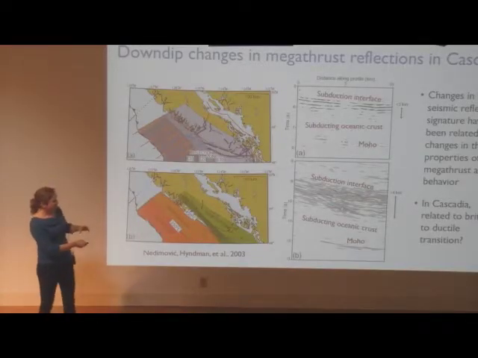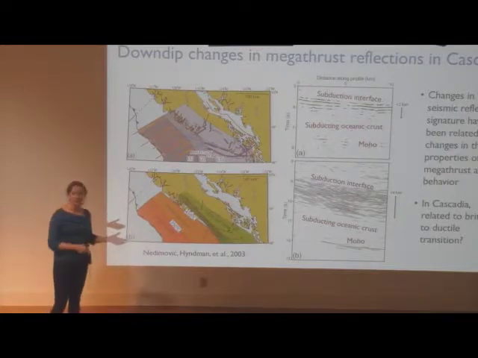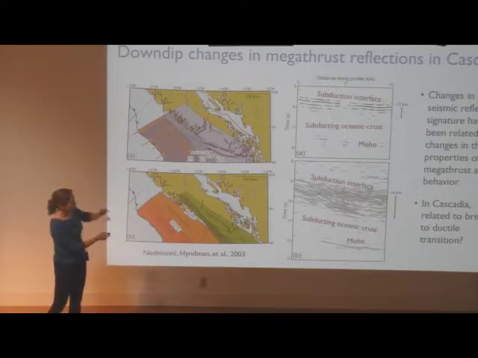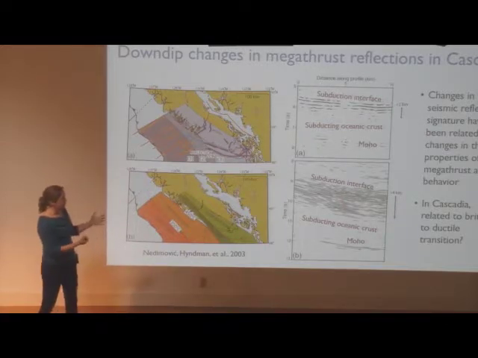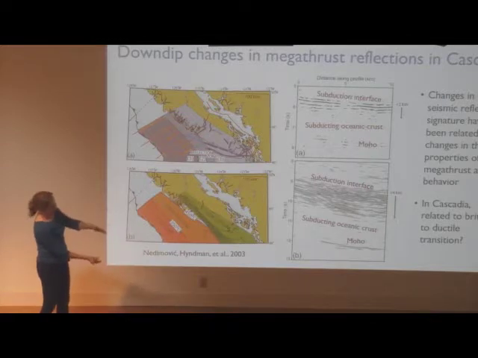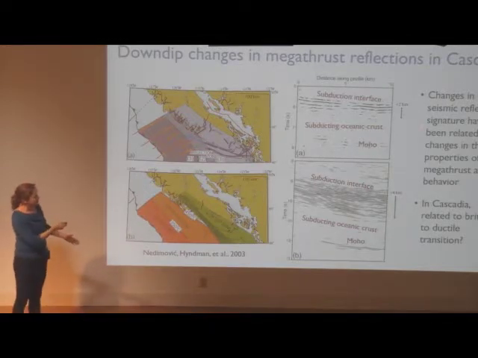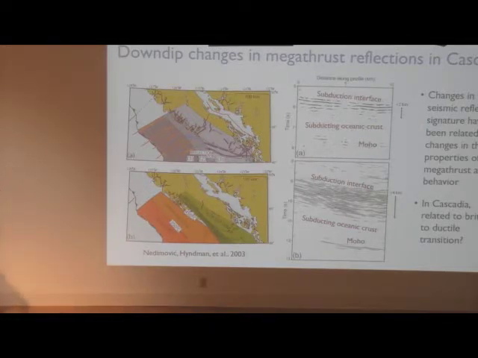And in this case, they interpreted this change in reflection character as possibly a change from brittle to ductile deformation, where this thicker band of reflectivity is representative of a big ductile shear zone. You can definitely see there must be some change between these places.